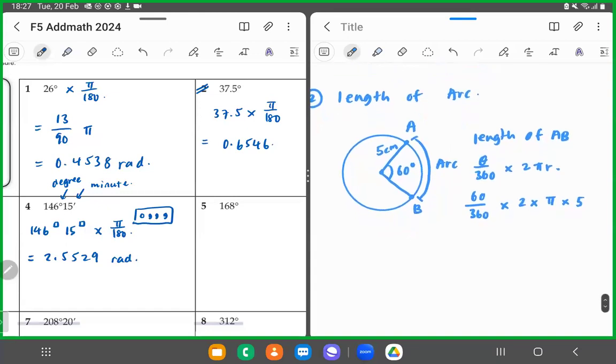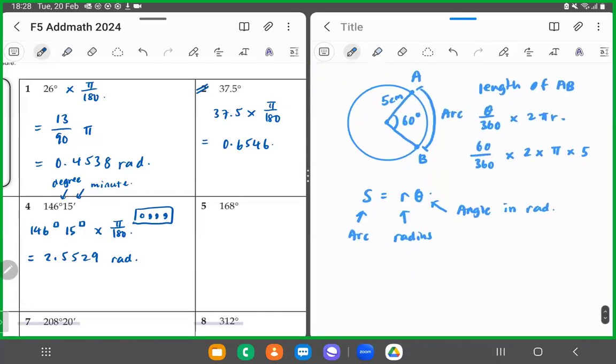In Form 5 first chapter here, for length of arc, we give a formula S equals r theta, where S is actually the arc, the r here is the radius, and theta here is actually the angle, the angle in radian.